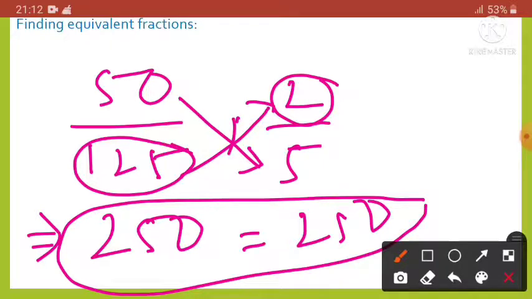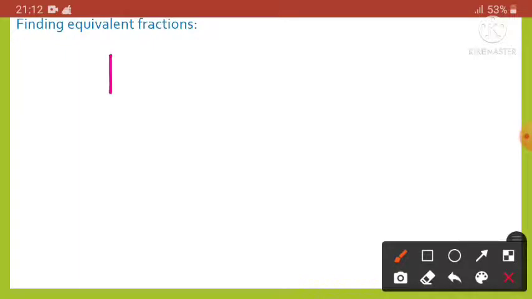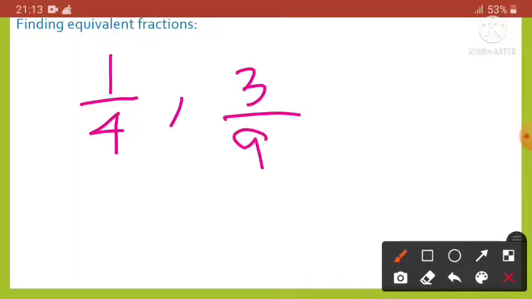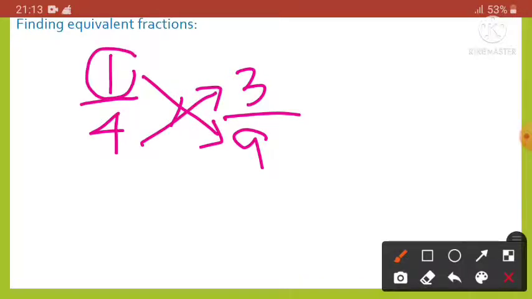Okay, the numerator of one is multiplied by the denominator of the other. So if you take another one, suppose we have to check 1 by 4 and 3 by 9, sorry, we have to check whether these fractions are equivalent or not. So we have to simply make the cross multiplication. So we multiply the numerator in one fraction with the denominator in the other fraction.